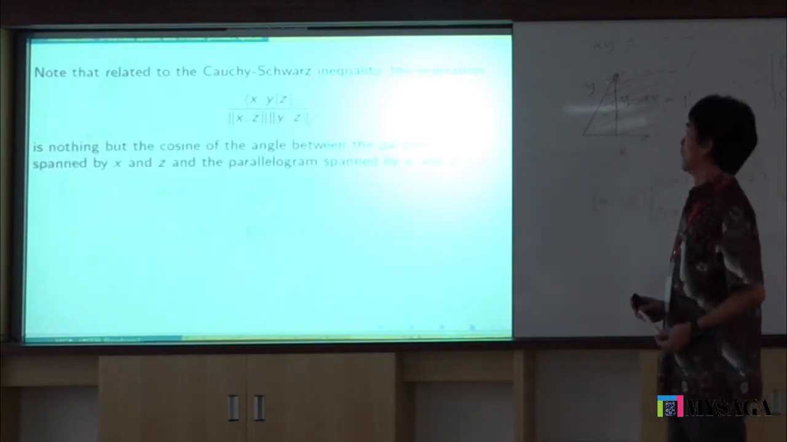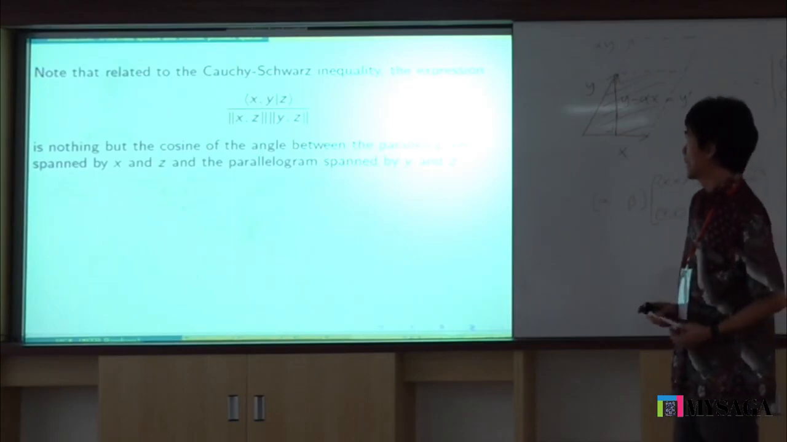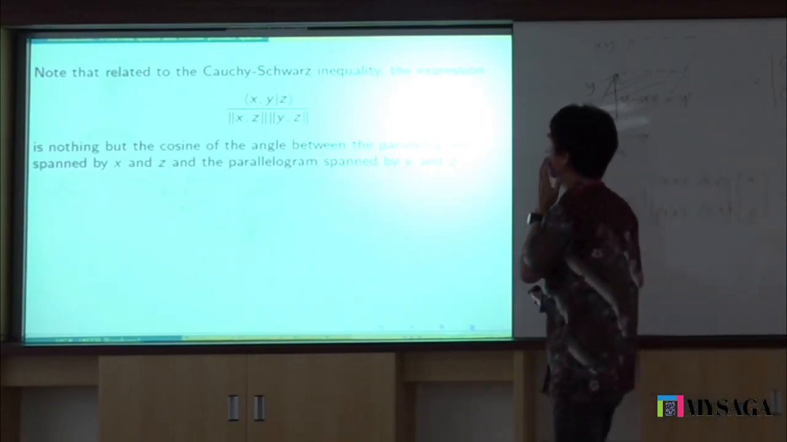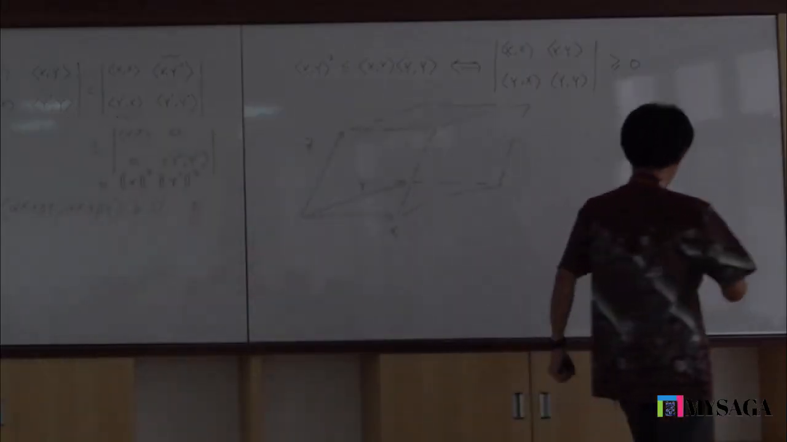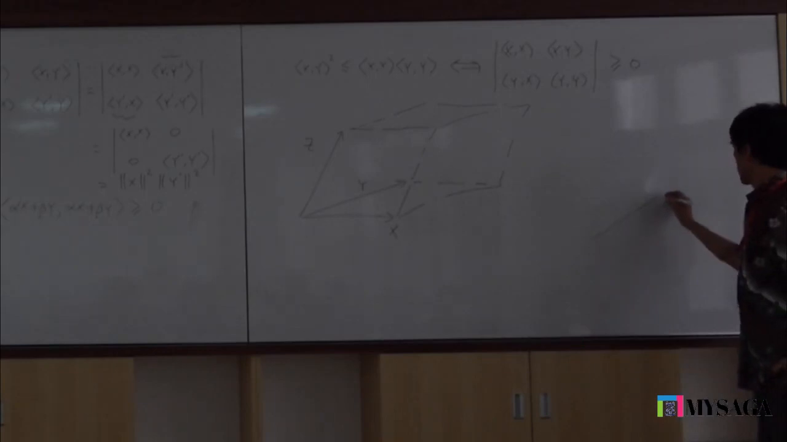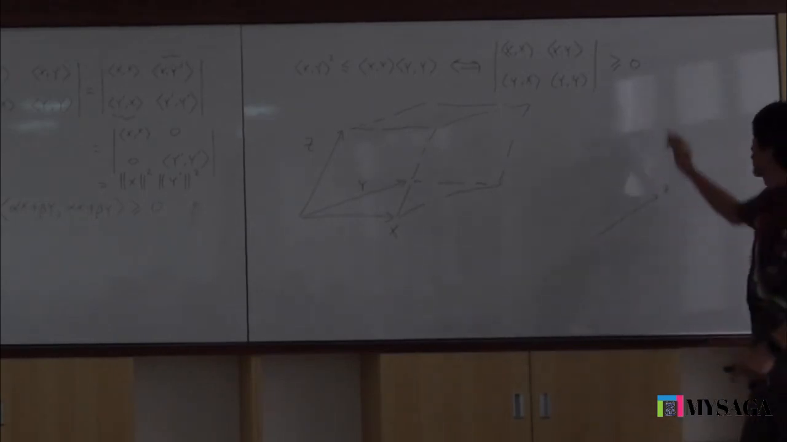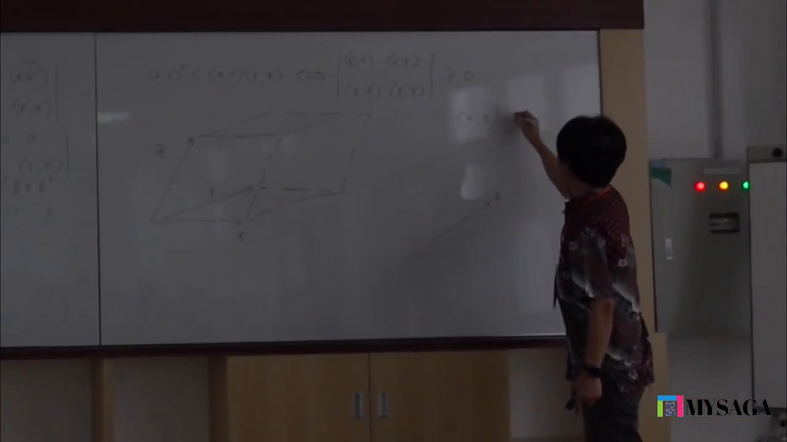Before moving on to the definition of n norms and inner products, let me note that related to the Cauchy-Schwarz inequality, this expression, this ratio, is nothing but the cosine of the angle between the parallelogram spanned by x and z and the parallelogram spanned by y and z. How do we draw that? Okay, so that is z. Now this notation is actually nice.